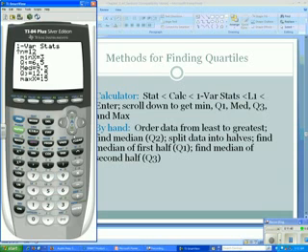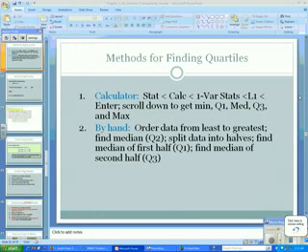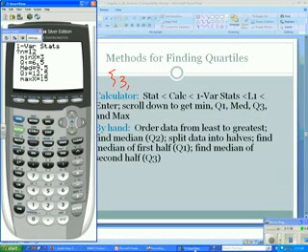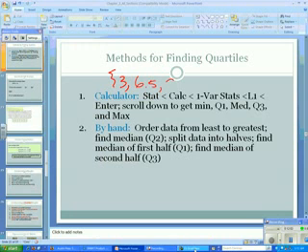So here, my five-number summary would then just be the 3, comma, let's see, 6.5, 9.5, 12.5, and then 15. Is that what y'all got? Okay.